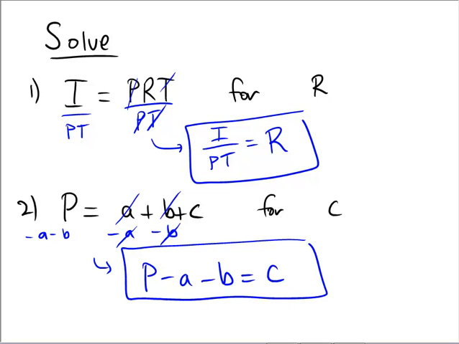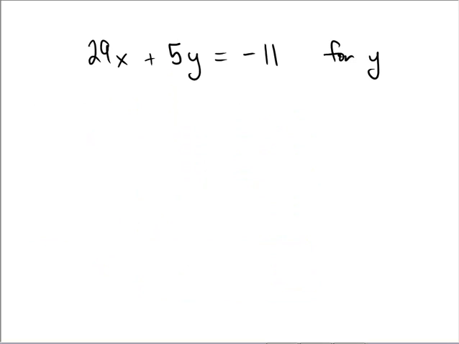So what does c equal? Well, c equals p minus a minus b. They're different letters. They're not like terms. You're just done. There's nothing more you can do. So why don't you try this one on your own?